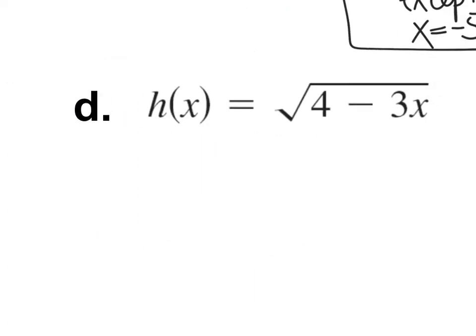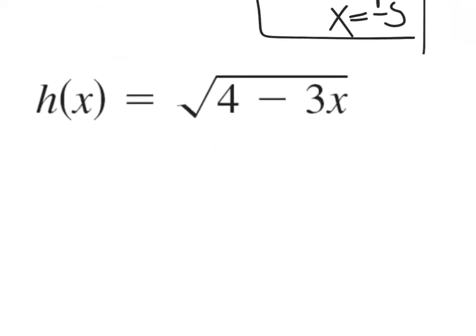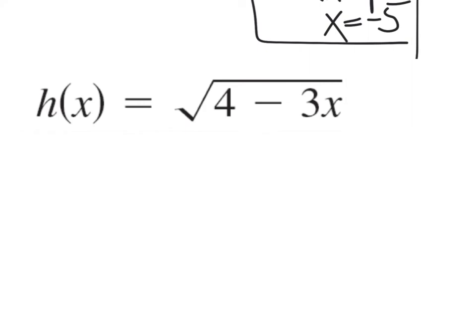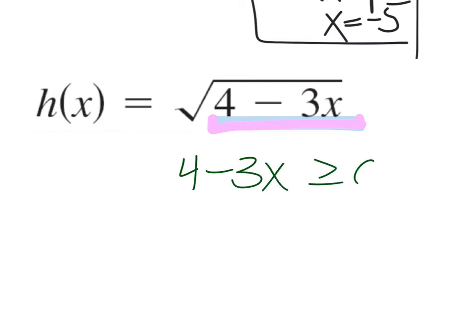And letter D, we have a square root. We talked about earlier that we can't take the square root of a negative number and get a real number. We're focused on real numbers here, not imaginary. So whatever's under the square root cannot be less than 0. So we would want to say that whatever's underneath, the 4 minus 3x, has to be greater than or equal to 0. We do not want it to be negative. We're going to set it up where these are all the numbers that can be included. It can be greater than or equal to 0.